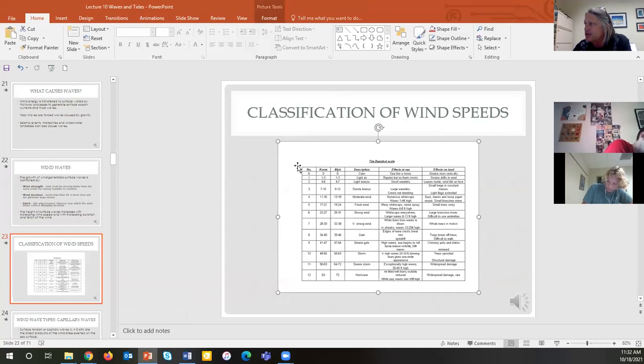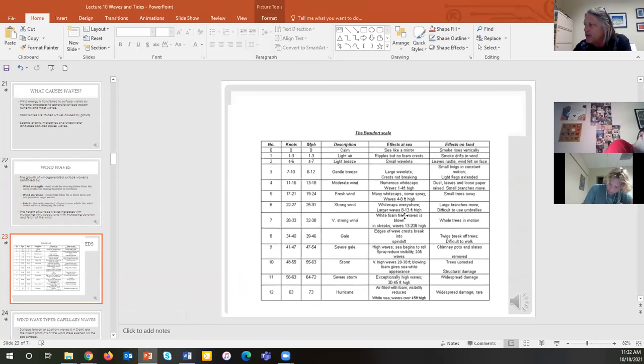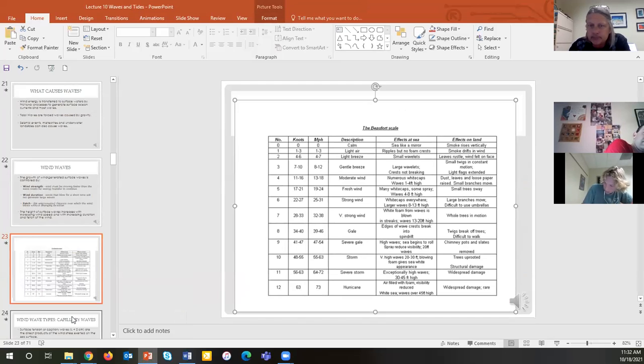This is the Beaufort scale of wind speed. You can see the hurricane. Everyone knows hurricanes have different categories. Because we live here in Florida, we deal with this all the time. But a Cat 1 hurricane begins at 73 miles per hour or 63 knots. So that's hurricane.